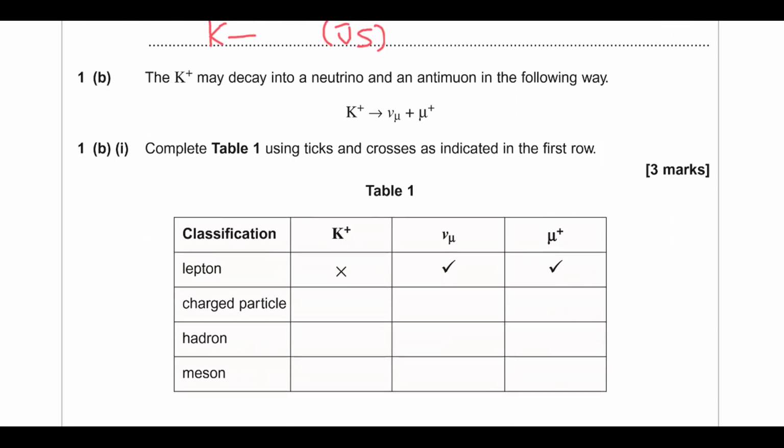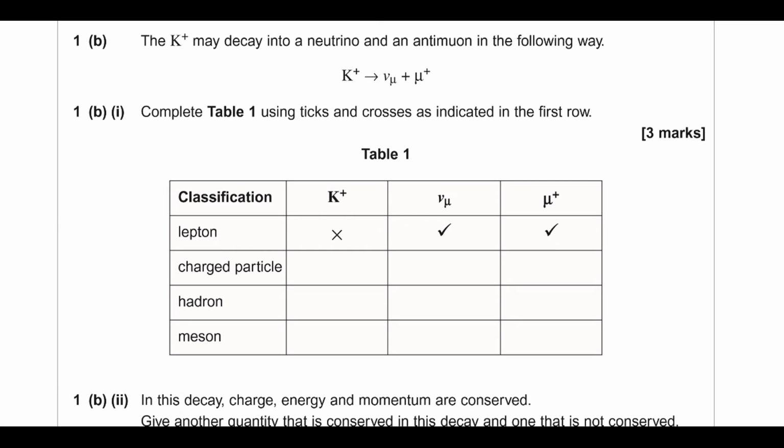A K plus may decay into a neutrino and an anti-muon in the following way. Complete the table using ticks and crosses as indicated in the first row. So charged particle, well, K plus is clearly charged. Muon neutrino is not. The clue is in the name, neutrino. Whereas muon, well, that's an anti-muon actually, is positively charged.